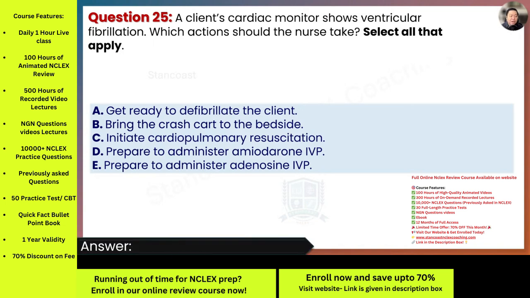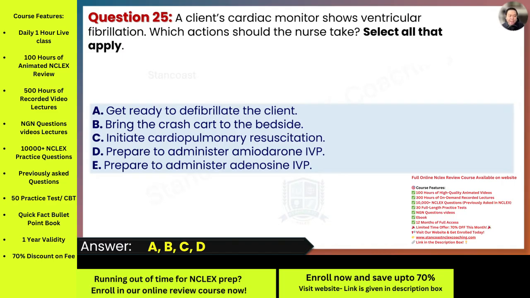The answers are letters A, B, C, and D. So let's go into the question. When you're dealing with a client who has ventricular fibrillation, it's critical to take very swift, coordinated actions to save the client's life. Take note that VFib is a pulseless, chaotic rhythm, where the heart actually quivers ineffectively. It fails to pump blood. It will lead to a rapid loss of oxygenation and perfusion, so the body is basically lacking tissue perfusion.